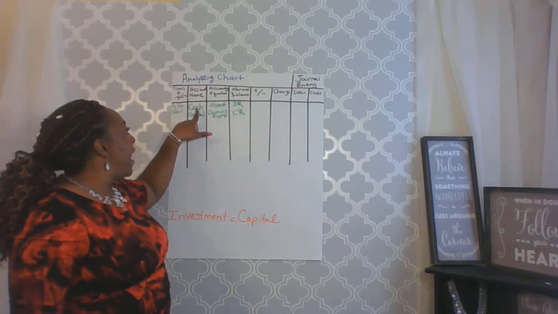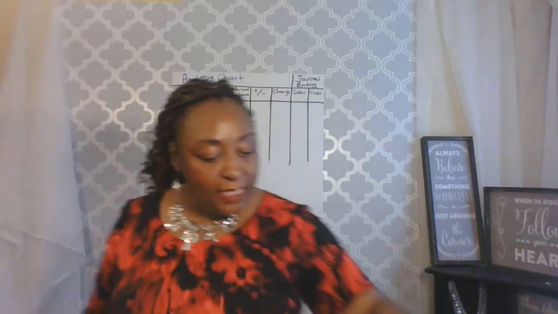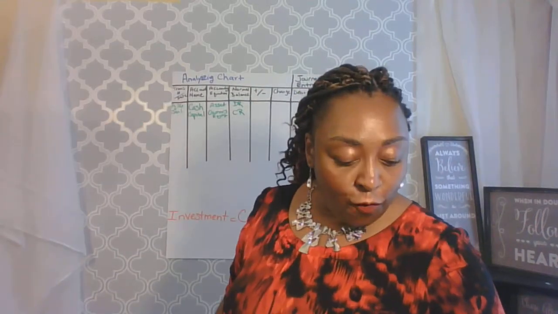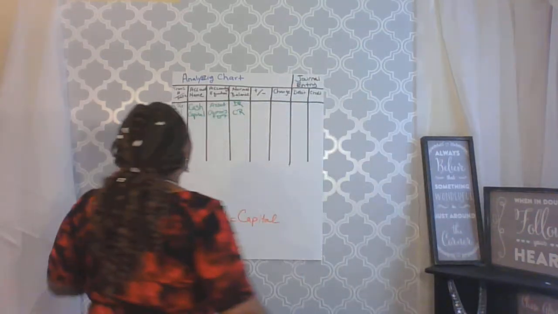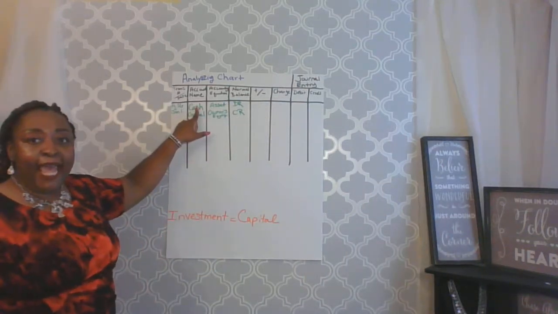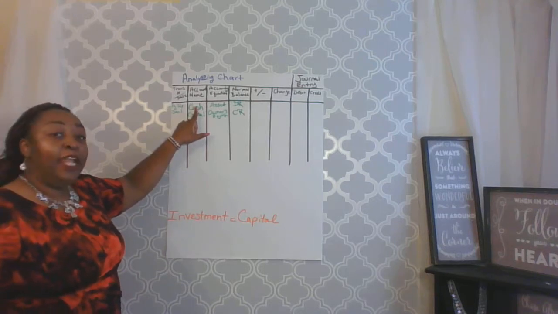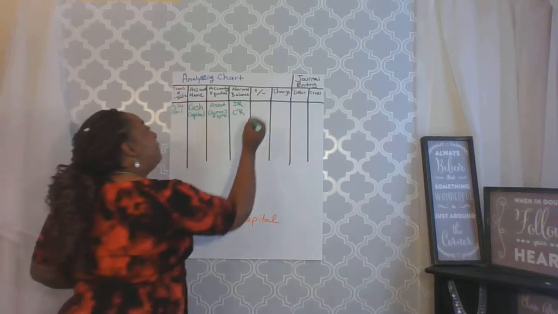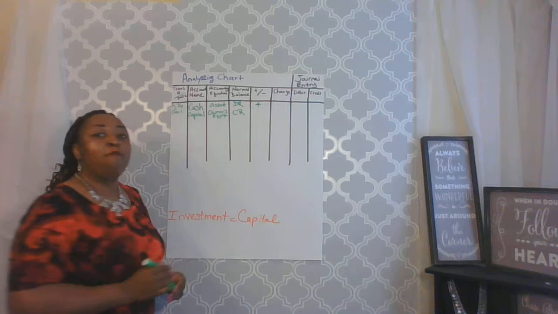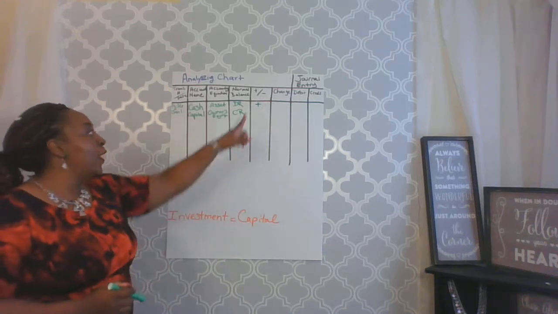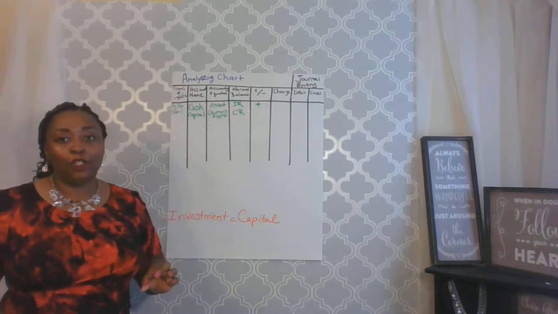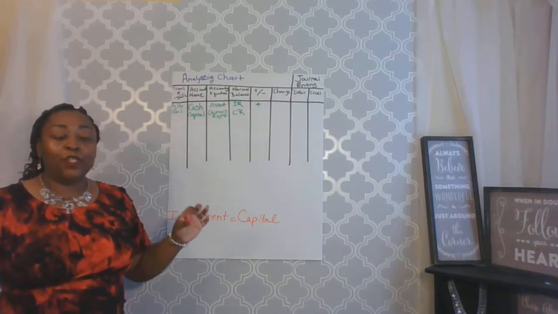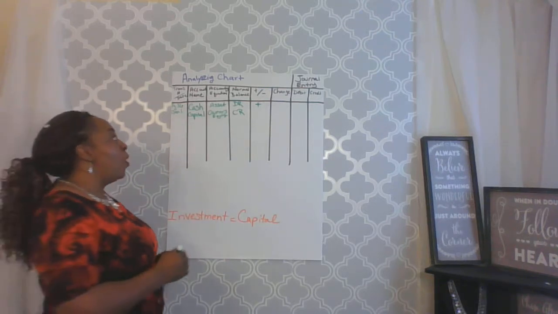So I have received cash from owner as an investment. So do I have more or less cash in this transaction? And the answer is more. So I put a plus because we have more cash. Do I have more or less capital based on this transaction? And the answer is more. We have more capital.